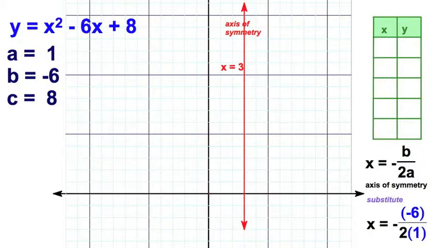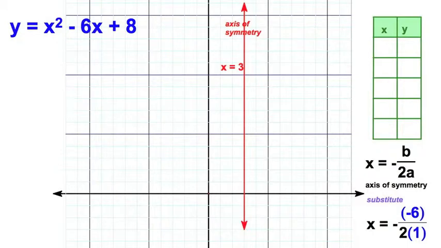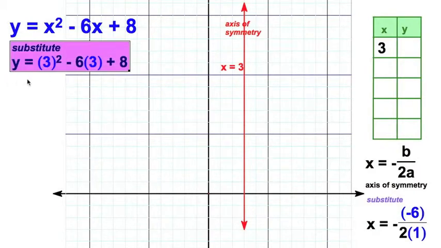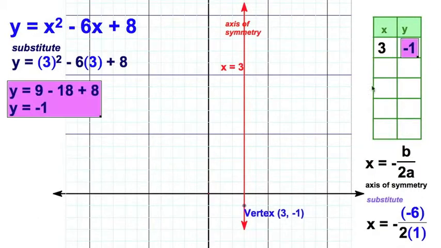And the best way to find that vertex, on my little chart here, I'm going to pick the value of 3, and I'm going to substitute 3 into the equation. I've got 3 squared minus 6 times 3 plus 8. Now you can work that out, and you will see that that's going to come out to negative 1. So right away, my vertex is (3, negative 1).